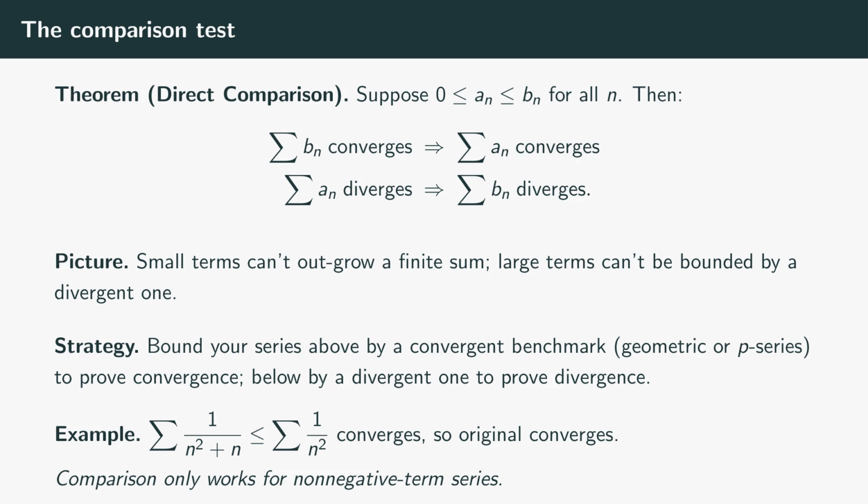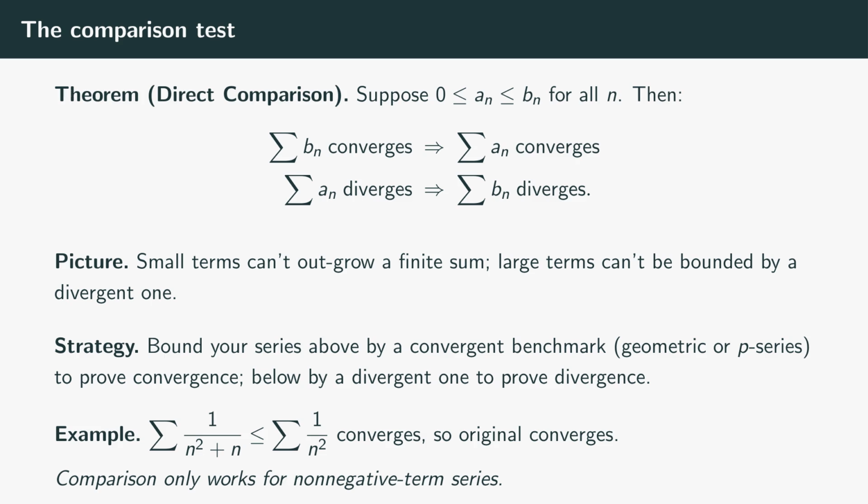Quick example. Consider the sum of 1/(n^2 + n). Each term is at most 1/n^2, because adding n to the denominator only makes the fraction smaller. So the sum of 1/(n^2 + n) is less than or equal to the sum of 1/n^2, which converges as a p-series with p equals 2. By direct comparison, the sum of 1/(n^2 + n) converges too.